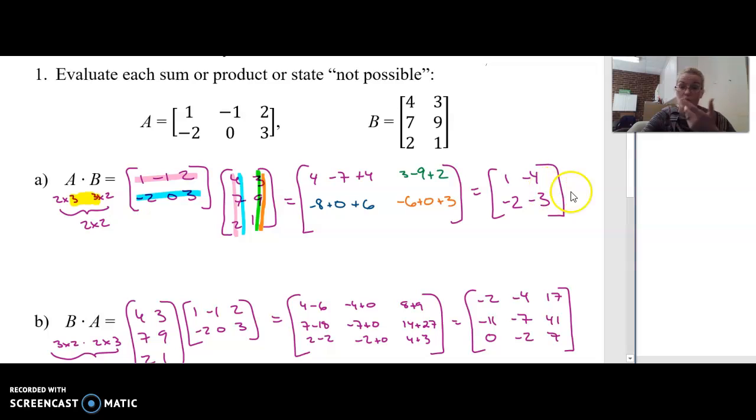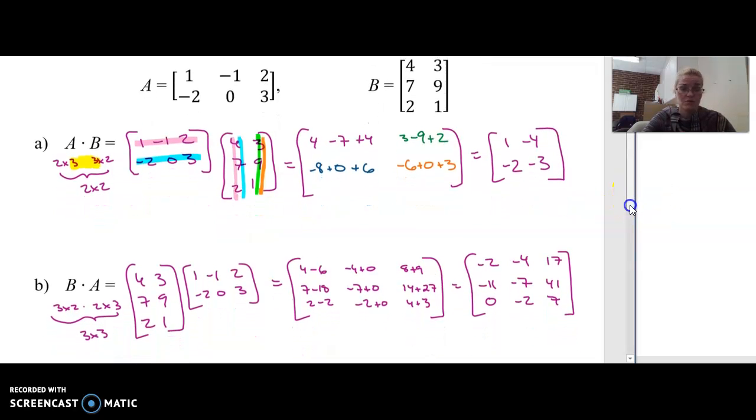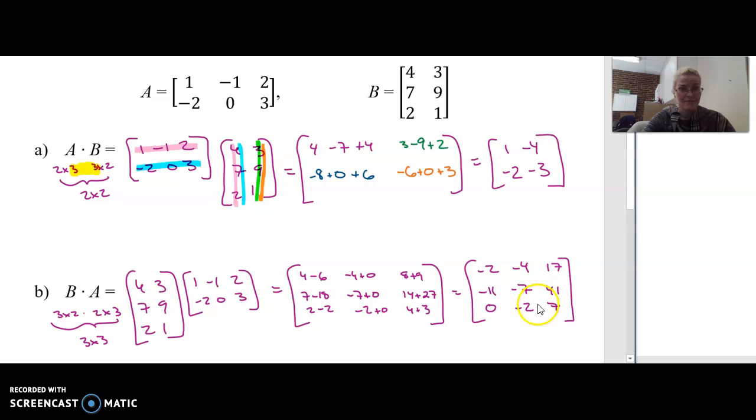Now, what if I switch the order? Now, some of you did all of this in your head, and that makes me slightly suspicious, but maybe some of you can do things that I cannot, right? B times A, I ran ahead and rewrote it. Again, B is a 3 by 2 and A is a 2 by 3, so my inner dimensions work. I'll be able to multiply, but my end matrix should be a 3 by 3. So again, row times column. So 4 times 1 plus 3 times negative 2 is negative 6, right? So 4 minus 6 is negative 2.